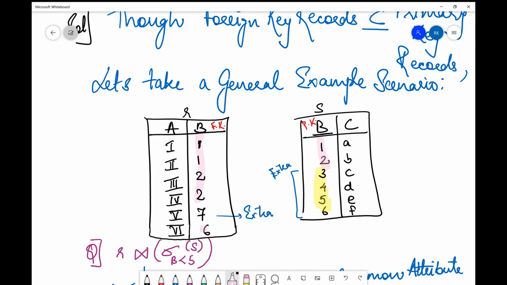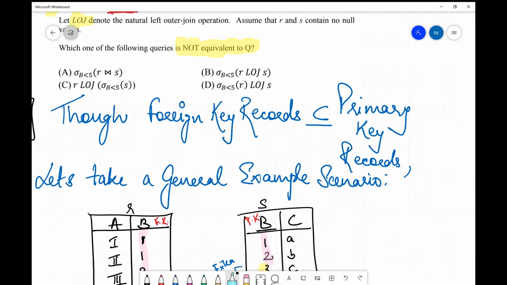Yeah, this is also a common value in both of them. So these are the extra values in S, and then we also have an extra value in R, which is this. Okay, so I've taken some of the extra records in both the tables and some common records in both the tables. And I've also mentioned that in table S, this B is a primary key, as we saw over here.